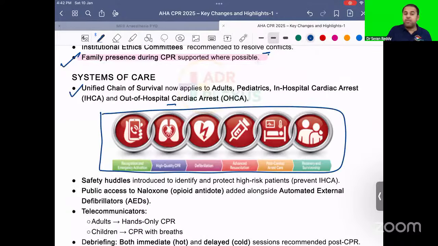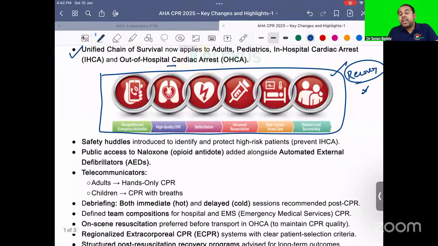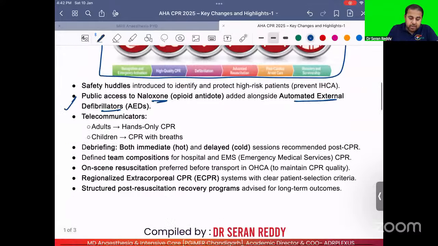Unified chain of survival is given. And in this, the 6th component, recovery, is there. Please remember recovery. Then for treatment of opioid antagonists, naloxone, the public access should be there for naloxone, and also the AEDs, automated external defibrillators. So they emphasized on this.